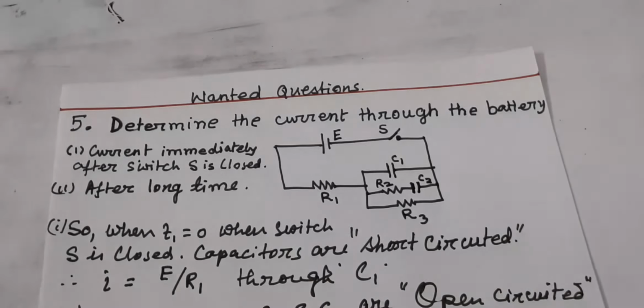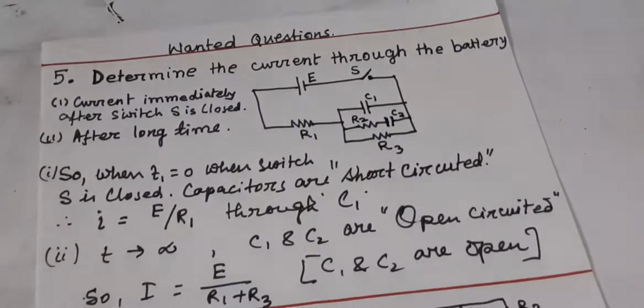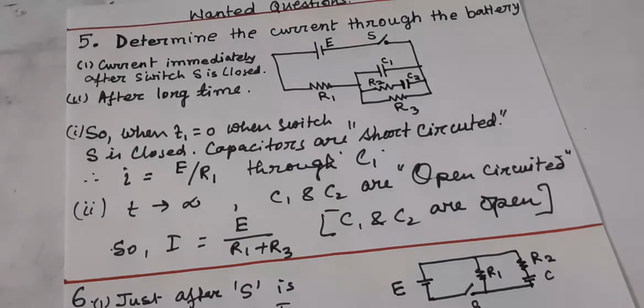Now next question, after a long time, when it reaches steady state, that means C1 and C2 will be open circuit, the current cannot pass through this route. Only current can pass through E, R1, R3 and then S, then E. The total current will be E divided by R1 plus R3, when C1 and C2 are both open.